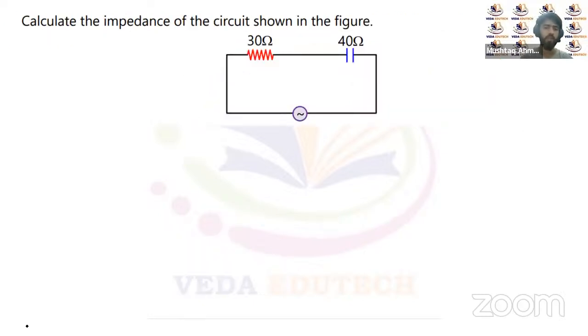Calculate the impedance of the circuit shown in the figure. We have to calculate the impedance of the circuit. So we have the resistor here, and we have the capacitor here. We know in case of capacitors, current leads the voltage. In case of inductors, voltage leads the current.